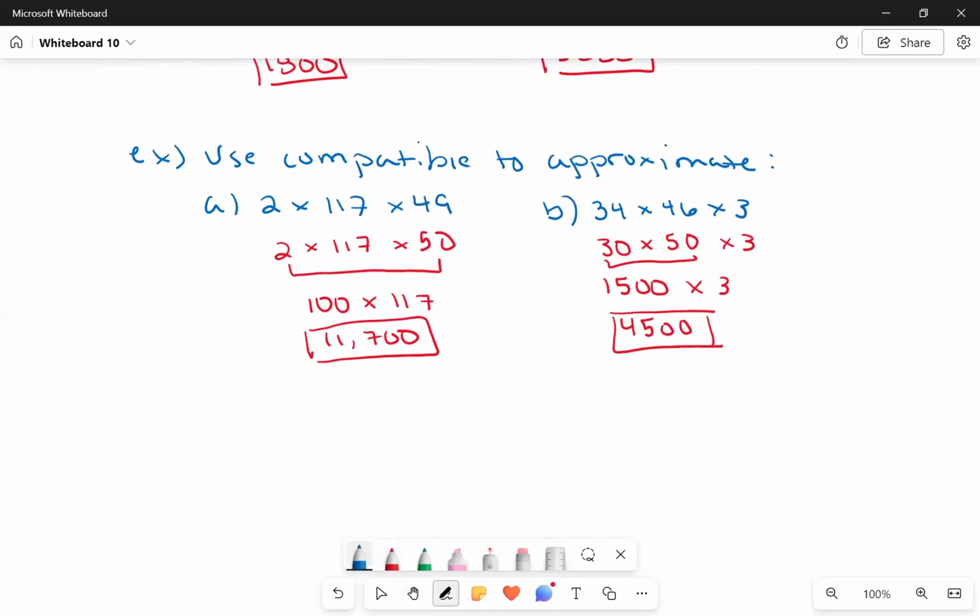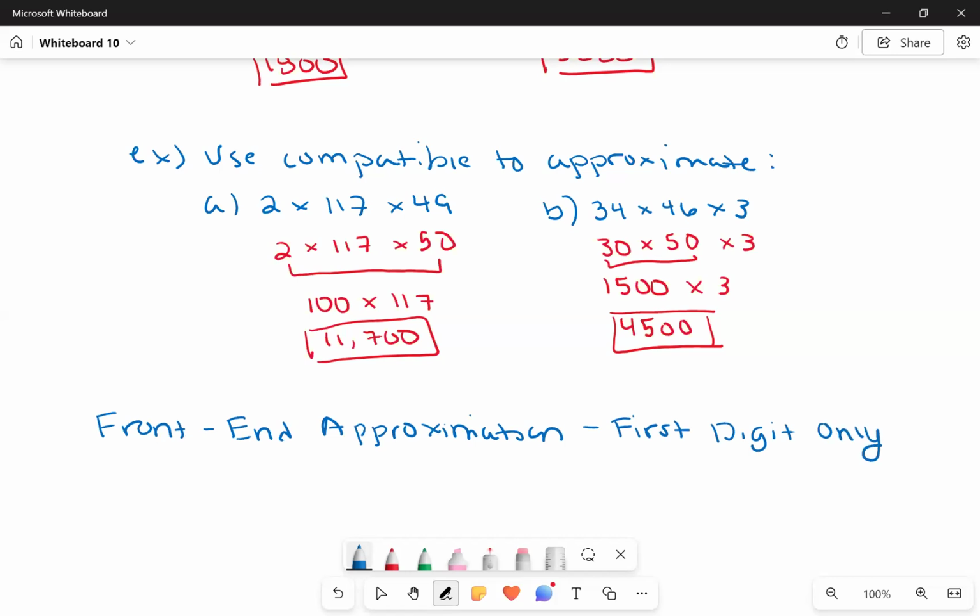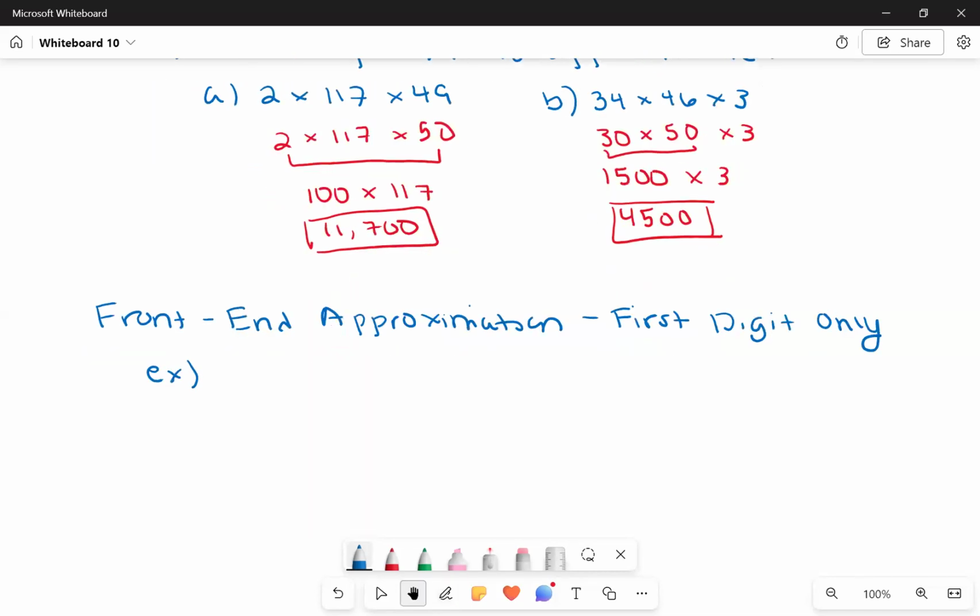Okay, now front end approximation, of course, is when, not that we're rounding really, it's that we force ourselves to use the first digit only for our rounding. Hopefully you remember discussing that previously. First digit only. So it becomes straightforward if you're not really rounding the number. For instance, if I wanted to do 43 times 72, front number only, so that's going to be 40 and 70, so 2,800.